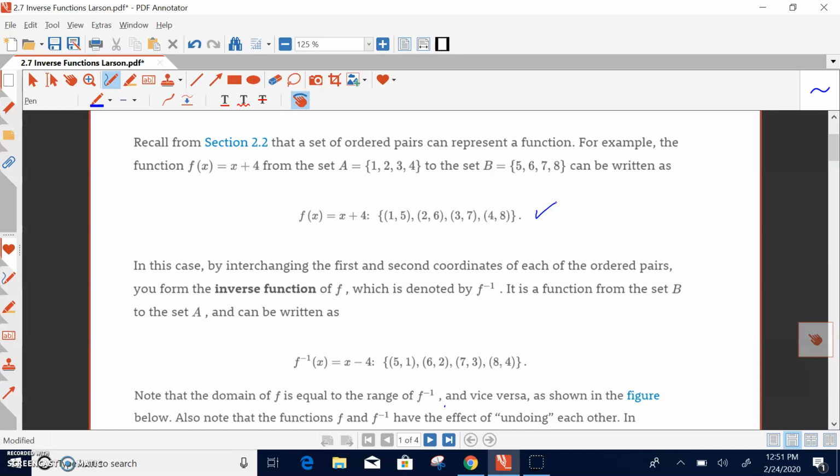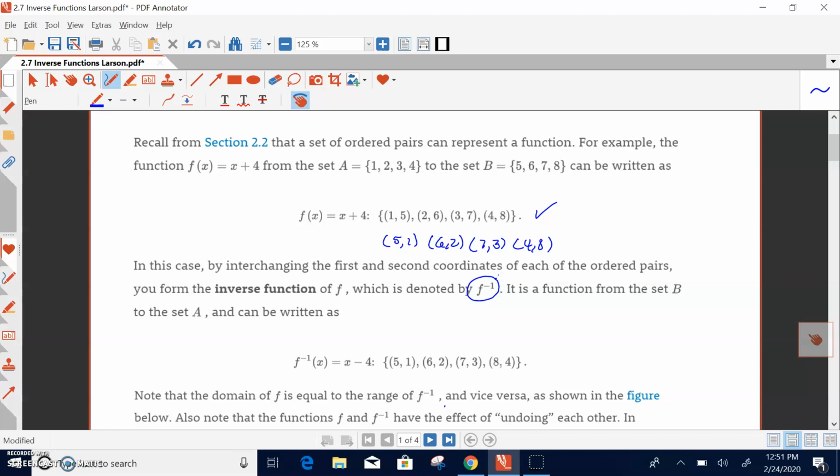Now, what we want to do is interchange the first and second coordinates, which means the 1, 5 will now become a 5, 1. So we're going to interchange those coordinates. This would become a 6, 2, 7, 3, 4, 8. By interchanging those, what we're doing is we're forming an inverse function. So an inverse function maps a y to an x. And the notation for an inverse function is f inverse of x.